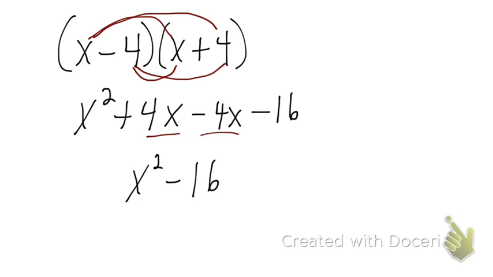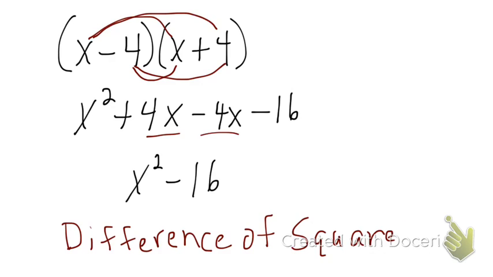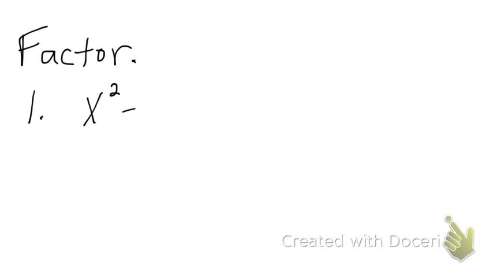And notice both of those are perfect squares. So, and this is subtraction, so for that reason we call this a difference of squares. I think it's important that you can identify these because we factor these differently than we do the other things that we've learned how to factor. Alright, so let's do a couple of examples. We've got x squared minus 25, certainly a difference of squares.